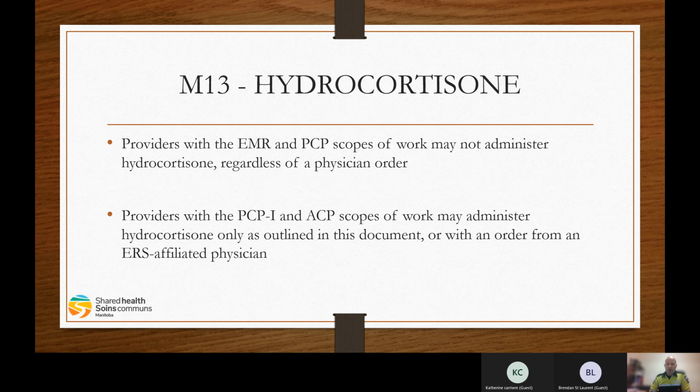So if you get orders from a physician in an ER and you're a PCP and they want you to start administering hydrocortisone, we have to tell them, no, it's outside of my scope of work. However, if you have an ICP or higher scope of work, you may administer hydrocortisone as outlined in the medication profile or with order from an ERS affiliated physician. Again, in the care map, it says that this medication is for refractory anaphylaxis. But as we learned, there are different types of anaphylaxis that can cause secondary reactions. So we can call online medical support and request it for that reason as well and get orders from a physician to give it if we think it's beneficial for our patient.